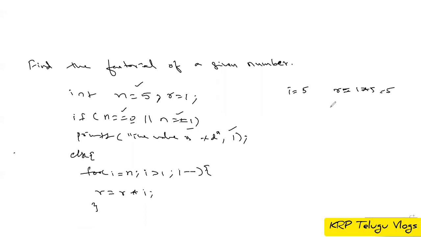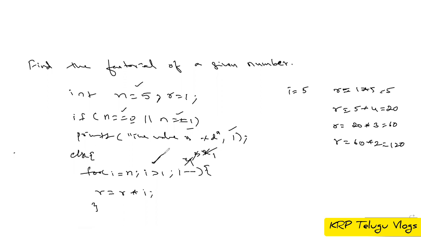So next time i value got decremented to 4 now. So 4 greater than 1 is true. So r is equal to r into i. So r is 5, 5 into i value 4, so 20. So next time i value got decremented to 3. So r is 20, 20 into i value 3, so it becomes 60. So next i value will be decremented to 2. So 2 greater than 1 is true. So r is equal to 60 into 2, that is 120. So now i value got decremented to 1.